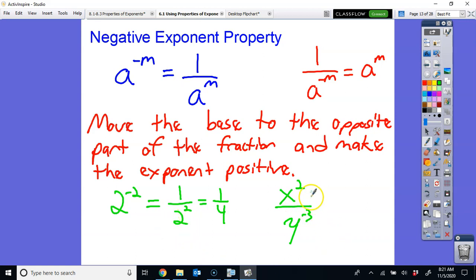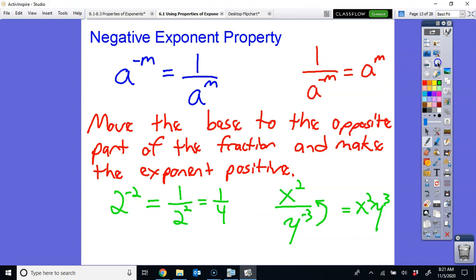Notice on this second one, though, x squared, the x does not have a negative exponent. So you don't move it if it doesn't have a negative exponent. The only one I move is the y to the negative third. I'm going to move it to the top of this fraction up here with the x and make it positive 3. So, guys, the negative exponent property is not a difficult property, but a lot of people miss it because they try to start flipping the whole fraction around. It's only the things that have negative exponents that move.